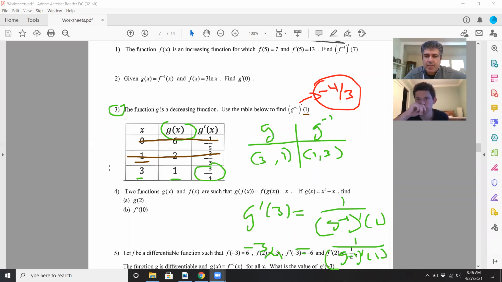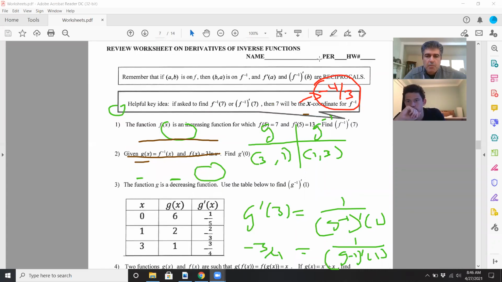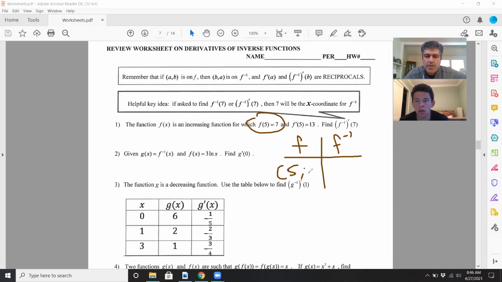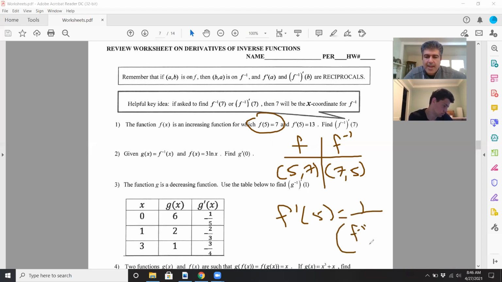And the key idea for derivative inverses, again, is to make a table. So if I just redo number 1 again, since John just joined us, f of 5 equals 7. Let's make a table for f and its inverse. So 5 comma 7 is a point on the original. Therefore, 7 comma 5 is a point on the inverse. And this is the key concept: f prime 5 equals 1 over the derivative inverse evaluated at 7.